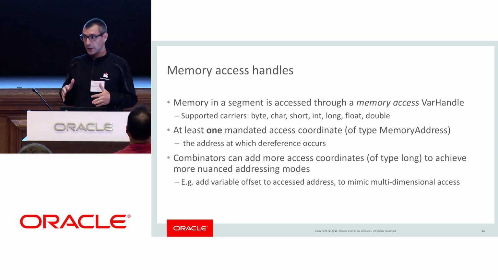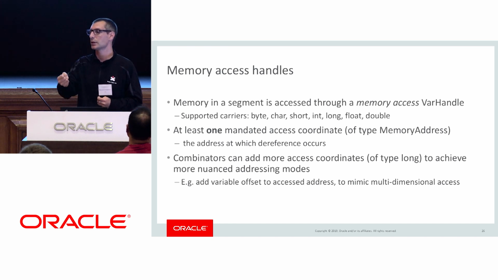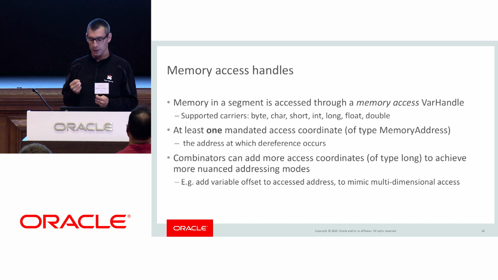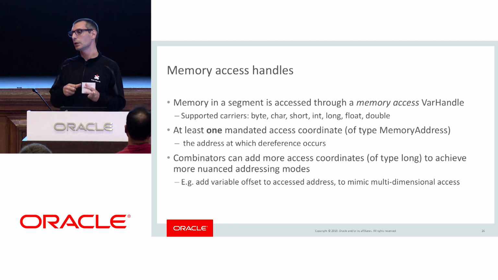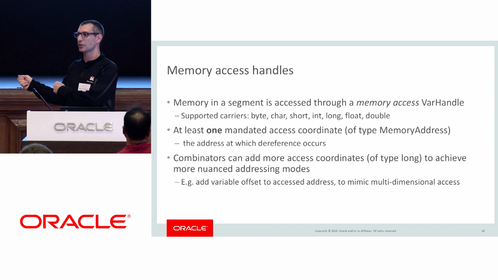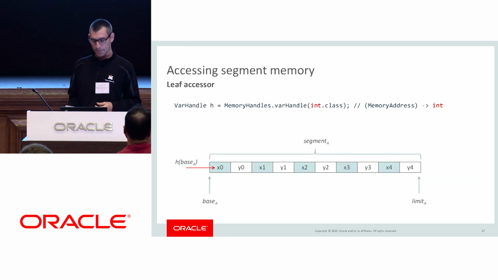Every memory access variable has one mandatory access coordinate of type memory address. So in order to be able to dereference memory, first you have to tell the variable the address at which you want to dereference memory. Then if you want to get fancy, we also have a set of combinators that you can use to view a flat buffer of memory as a multidimensional matrix that you can access with indices. And I'll show you how that works. It's probably better with some pictures.